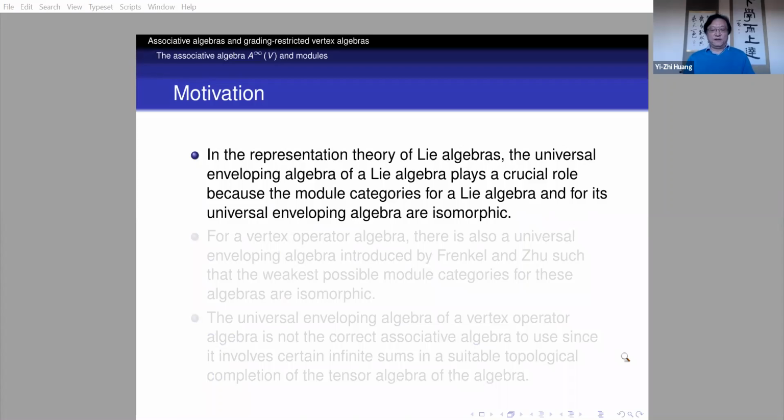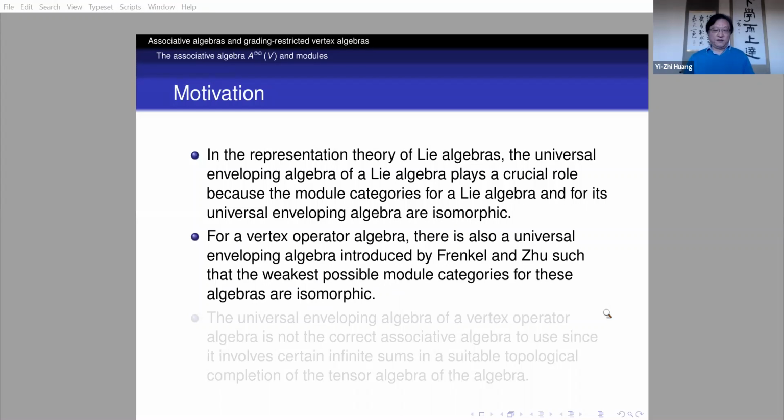If we study Lie algebra, the universal enveloping algebra is really important. All the representations are constructed from the universal enveloping algebra. We have these Verma modules and so on, so this is really crucial. But why is the universal enveloping algebra important? It's basically that the module category for the Lie algebra and for the universal enveloping algebra are actually isomorphic. So you can switch between the Lie algebra and the universal enveloping algebra.